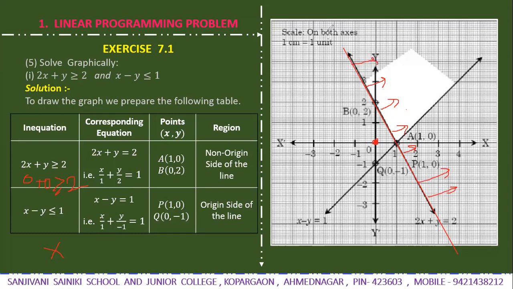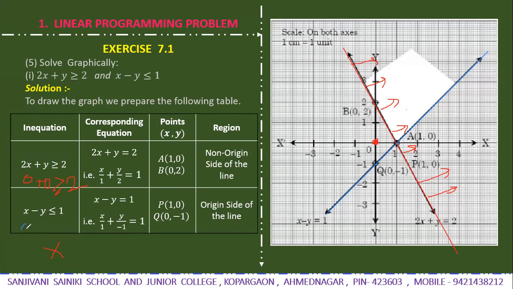Now just think of the second one. What is the second? x minus y less than or equal to 1. So the points on the axis are (1, 0) and (0, -1). Just plot them and draw a line passing through these two points. Now again it divides the plane into two parts. One part contains the origin and the other part doesn't contain the origin.